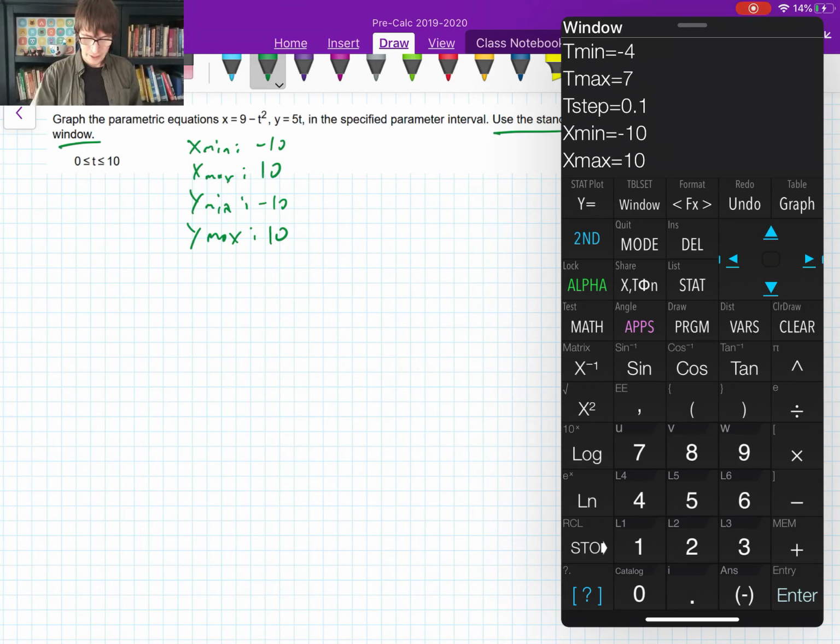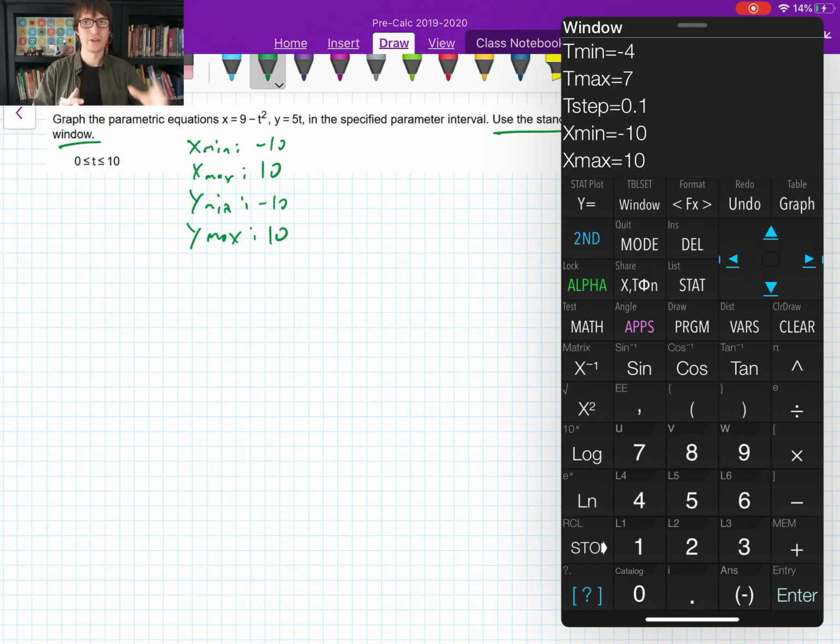If the t step is just 1, then it would evaluate t equals -4 and plot a point at -4, and then -3 and plot a point at -3, -2 and plot a point at -2. So you want a small number here, 0.1, and usually the standard is fine, but I just want to explain that if you're curious.